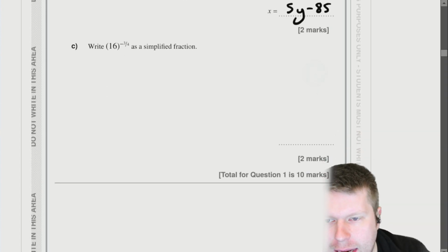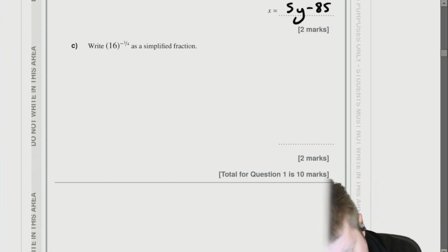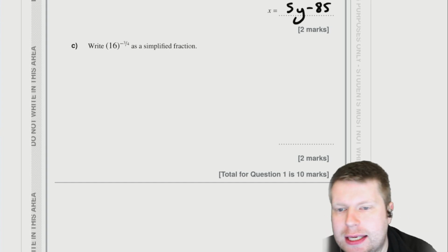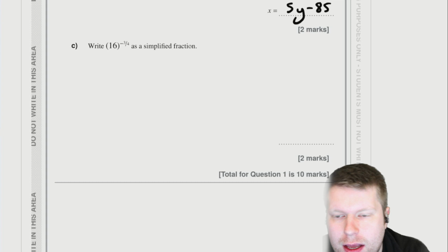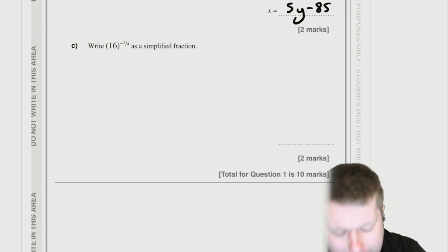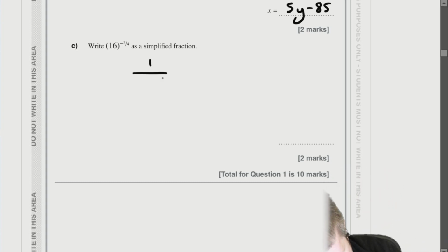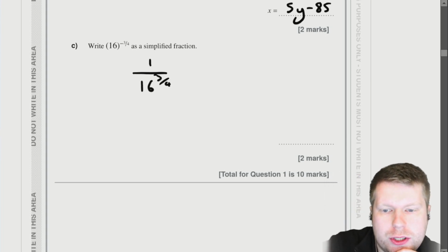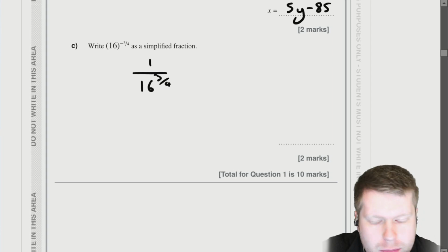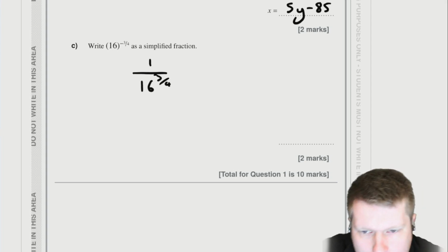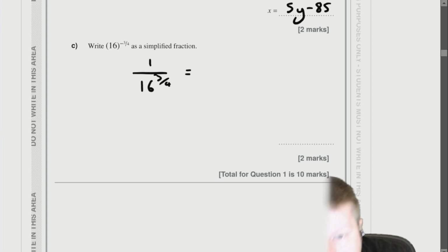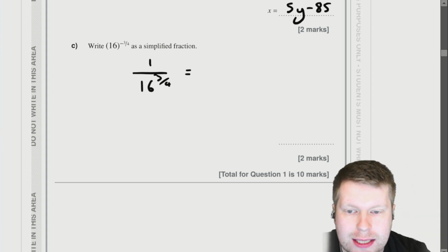All right, then finally, we need to write this as a simplified fraction. So again, this is just exploiting our ideas of indices here. First thing that I'm looking at is the negative power, and I realise that that is just a reciprocal. So 1 over 16 to the 3/4 is fine. Now be careful here, it's positive 3/4 as the power now, because I've dealt with a negative by dealing with it as a fraction.